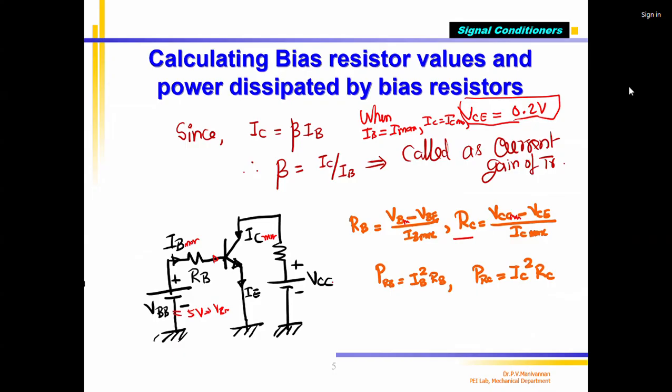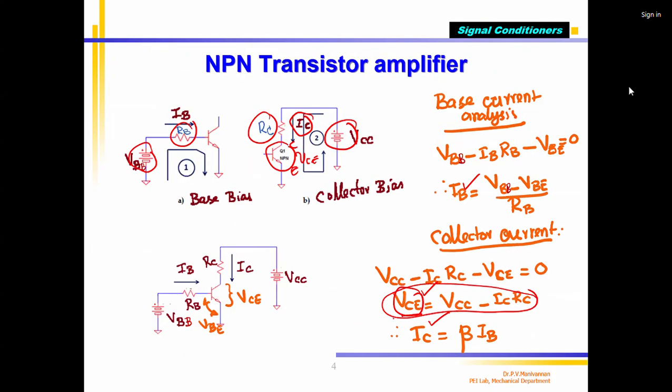That time, if you supply VCC max, then you can find out the RC value. To find the RC value, the general formula is VCC max minus this VCE. Correct? When IB is lesser than IB max, in that condition, this is the formula you have to use: VCE equals VCC minus IC into RC to compute VCE.